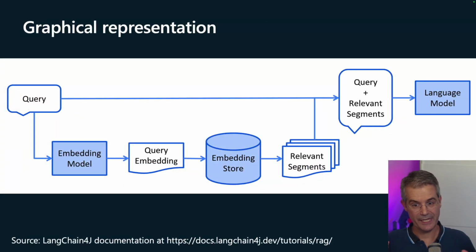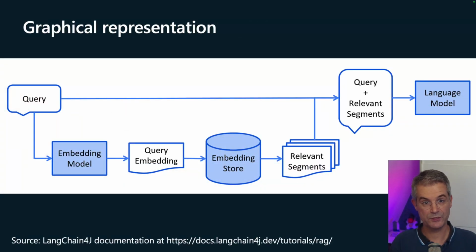So now, again, a graphical representation of what we just discussed. The user is asking a question, having a query. You transform it into a vector. You send it to the embedding store that's going to find relevant segments of text related to your query. Then LangChain4J is going to merge the user's question and those text segments into a big prompt, and send that prompt to our large language model, in our case TinyLlama, and we'll get an answer.